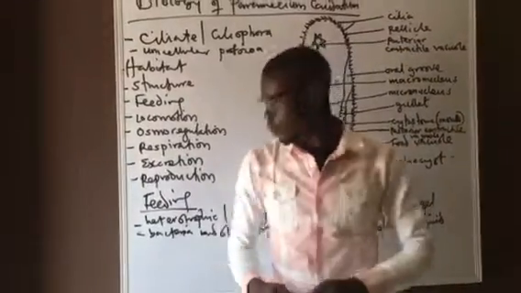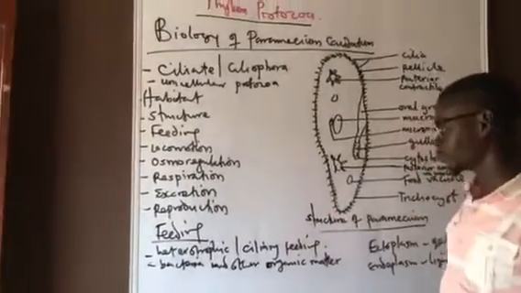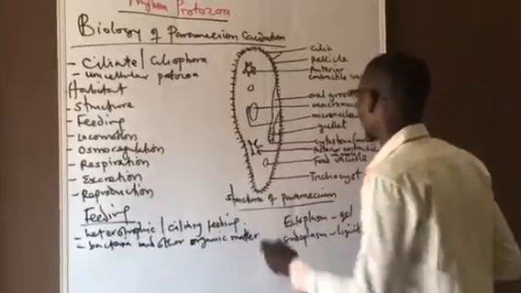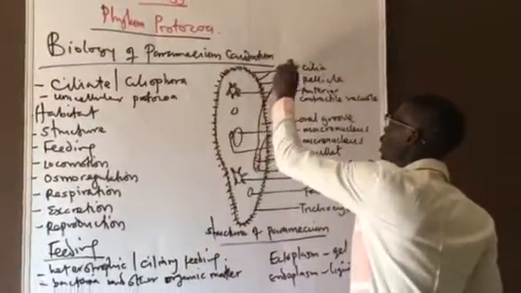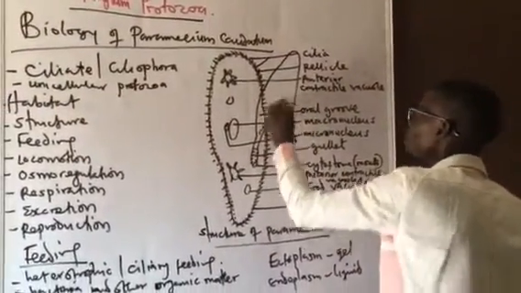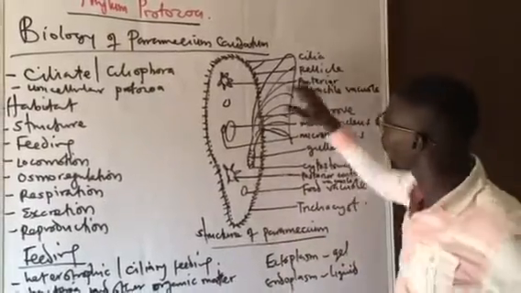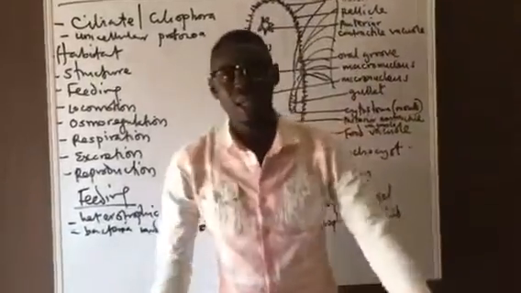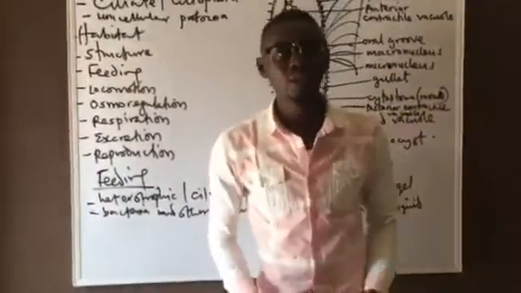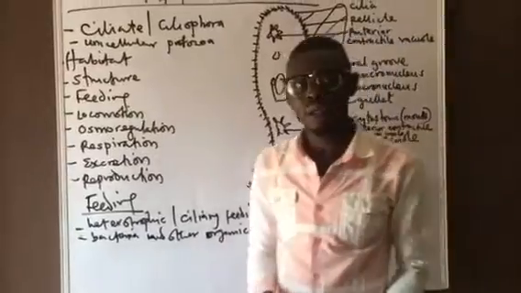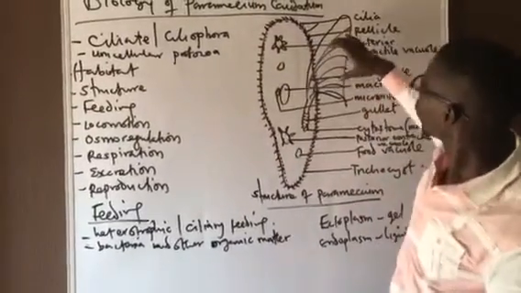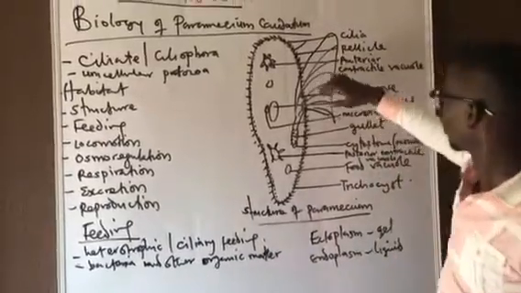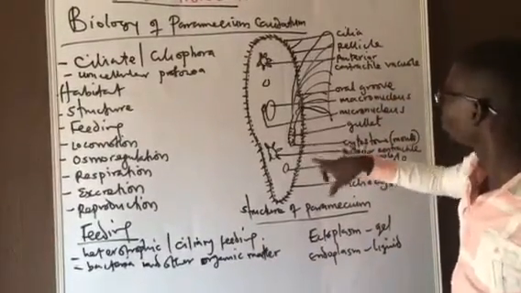So when you talk about feeding in paramecium, this is carried out by the beating of the cilia. Continuous beating of the cilia will create water currents from the environment. So this water consists of bacteria and organic matter. The water enters into the oral groove, and from the oral groove, the material moves to the gullet.